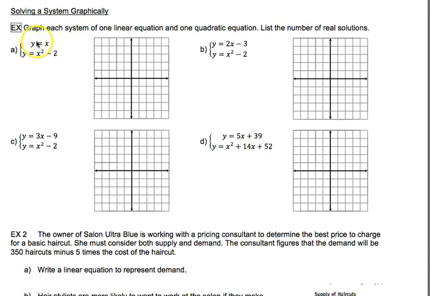So, this one, very easy to just do by hand. The line y equals x has a y-intercept at 0 and a slope of 1. So I can very easily plot the points and create that line. Likewise, y equals x squared minus 2 is a vertical shift down 2 of your parent parabola. So that should be easy to do by hand as well. So down 2.